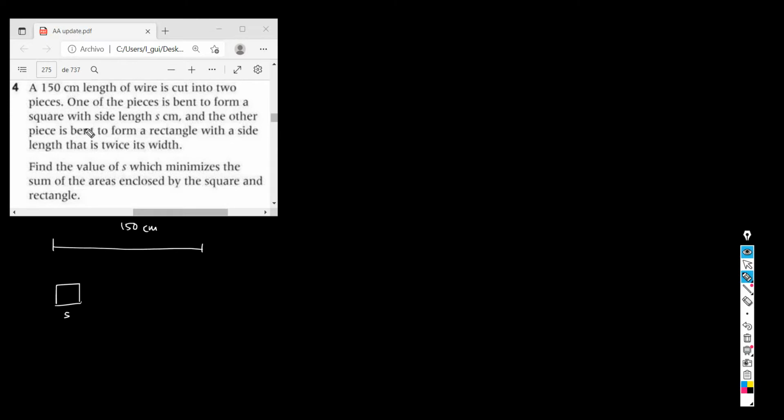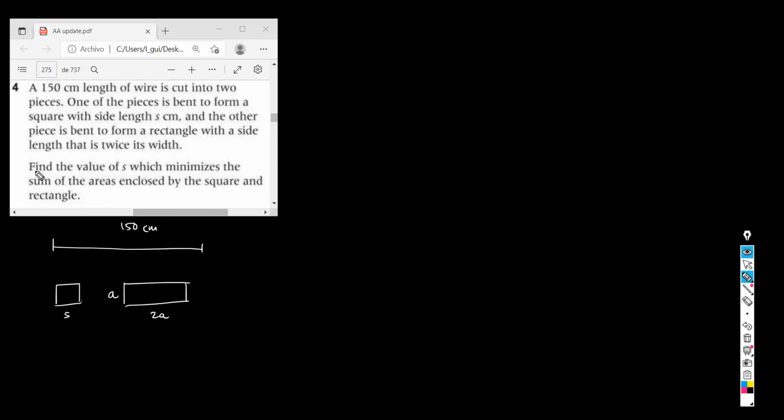And the other piece is bent to form a rectangle with a side length that is twice its width. So basically, this side is twice this one. So if I label this as A, then this will be 2A. There you go. So far the context is pretty clear.